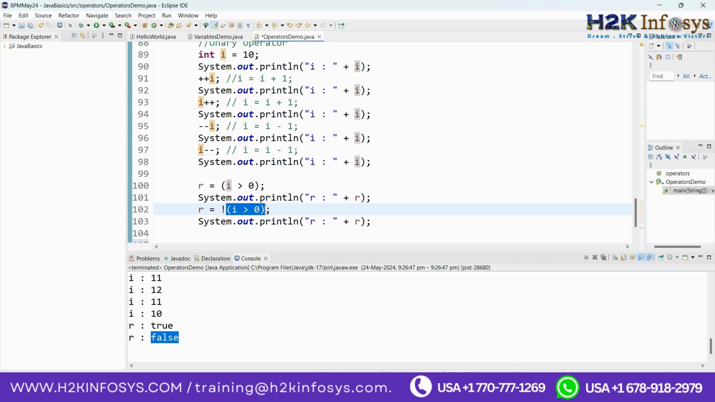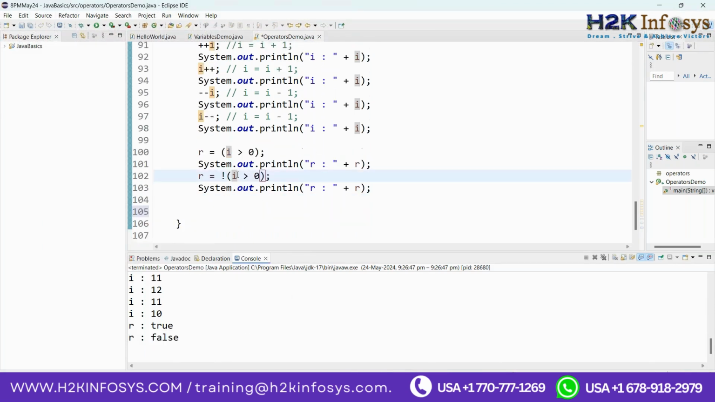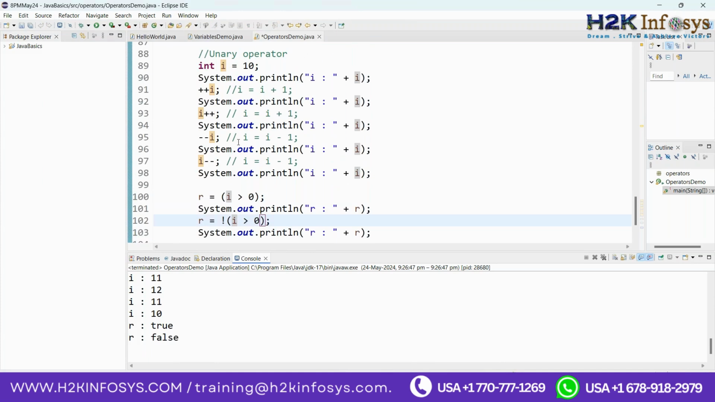My expression here returns true. Not negates it, so true becomes false because of this operator. If it is not there, it is true only, correct? So not negates. For example, if this expression is false, it turns to true with not. Right now it is true, so it becomes false. Before I move on, any other questions, guys?